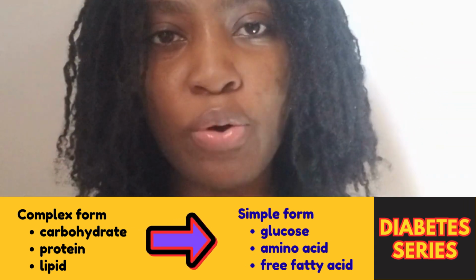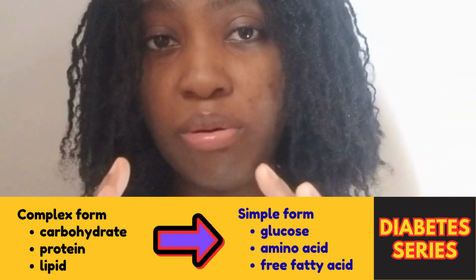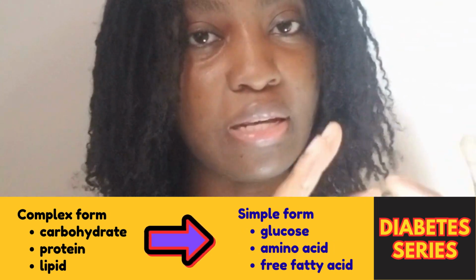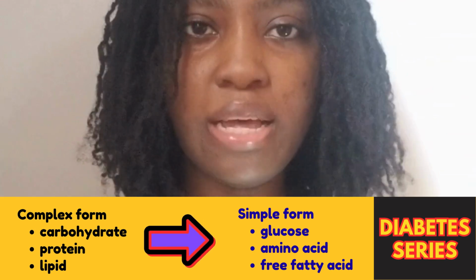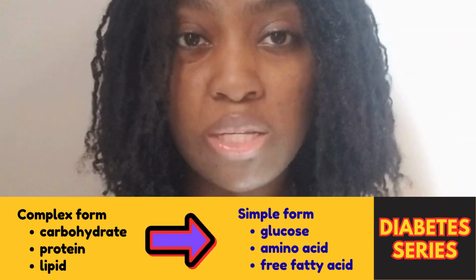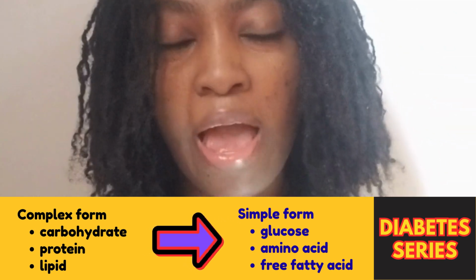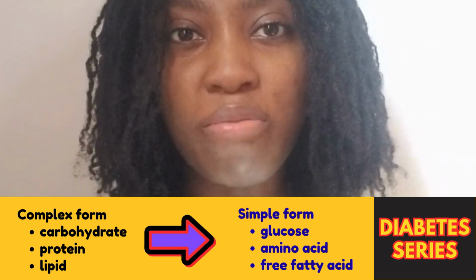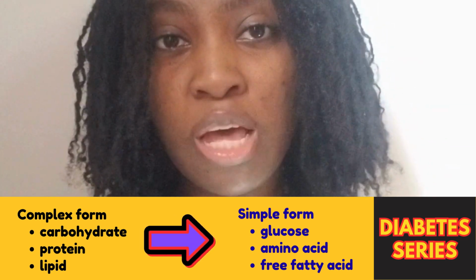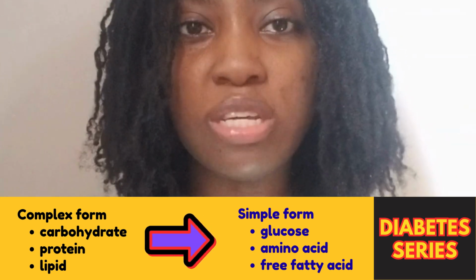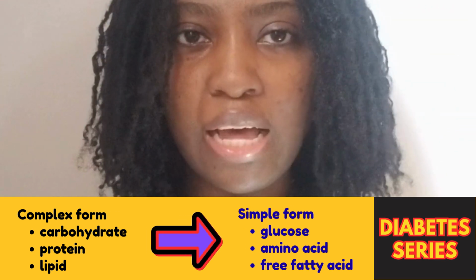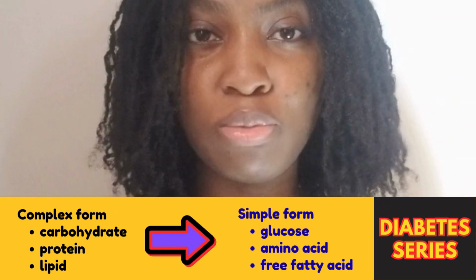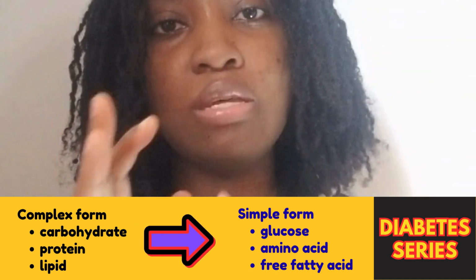Okay, so these macronutrients exist in two forms. They exist as a complex form and then they exist as a simple form. The complex form is what we ingest, and the complex forms are the forms in which they are stored in the body. However, the simple forms are the forms which are found within the bloodstream and are absorbed into the cells.